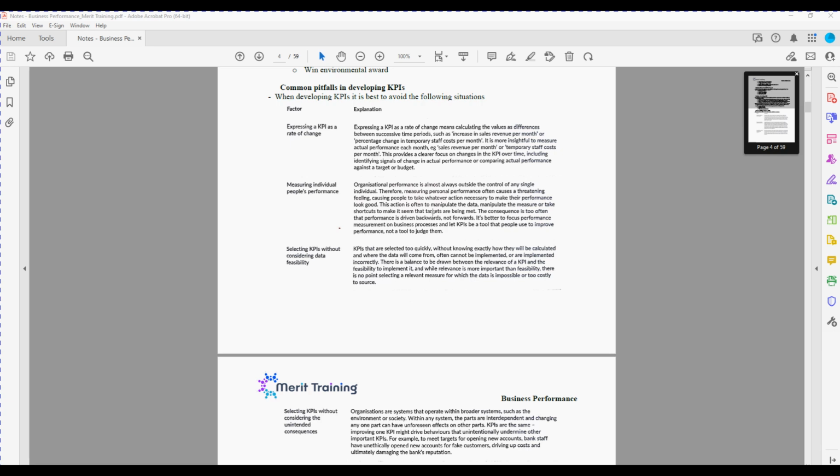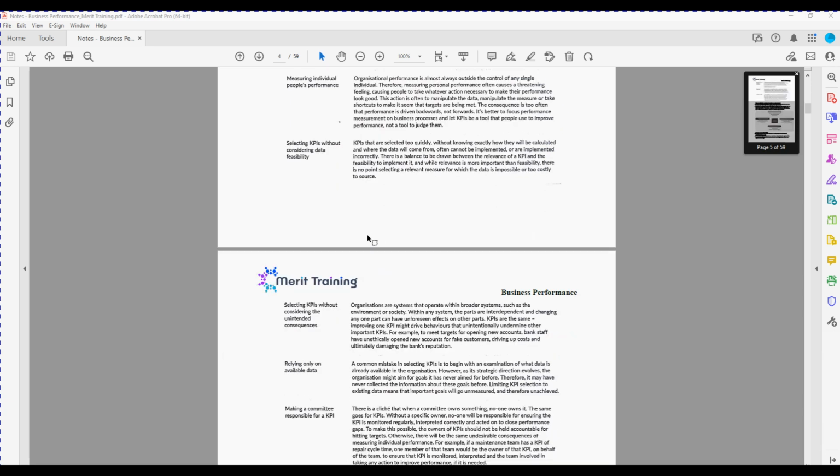It can drive actions which you weren't anticipating, like people re-recording sales, or doing unethical things just to make the performance look good, or even manipulating the data, right? Or taking shortcuts. This can often drive unintended behavior.